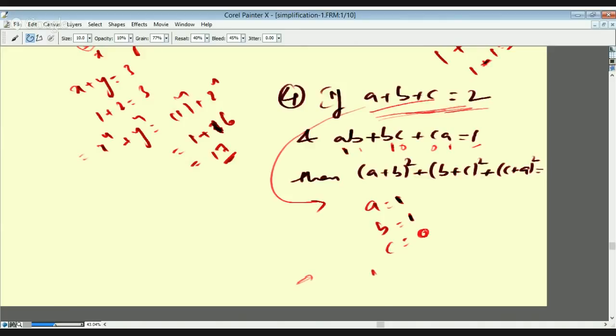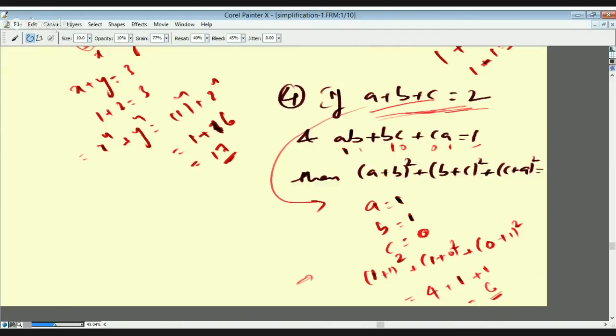So what will happen? 1 plus 1 whole square, and next will be 1 plus 0 whole square, plus next will be 0 plus 1 whole square. So 1 plus 1 whole square, 2 square, is nothing but 4. This 1 square is nothing but 1, and this 1 square is nothing but 1. So the answer will be 6. Directly you'll be getting the answer as 6.